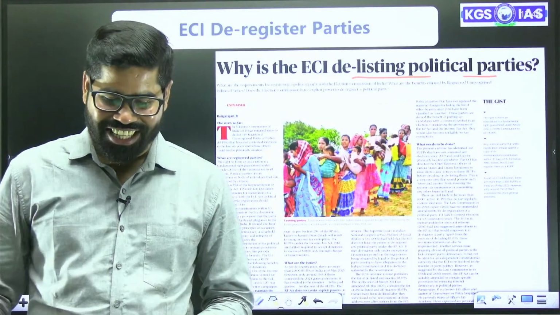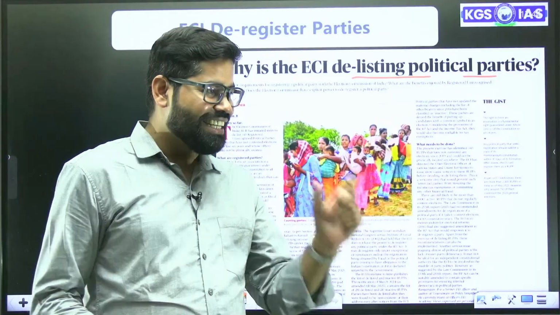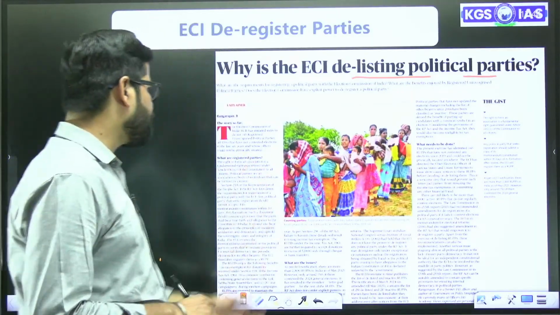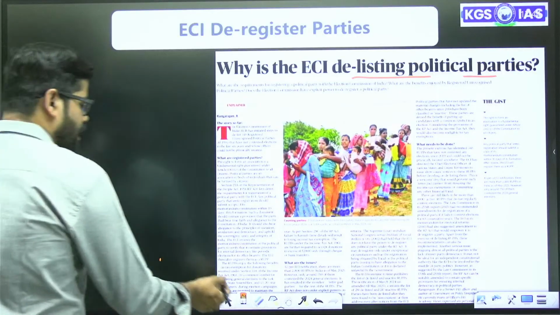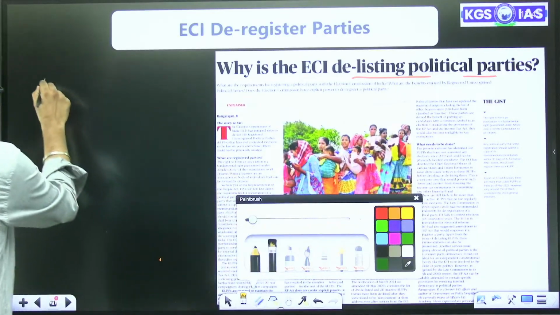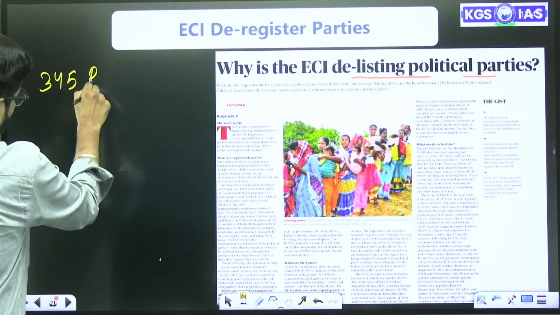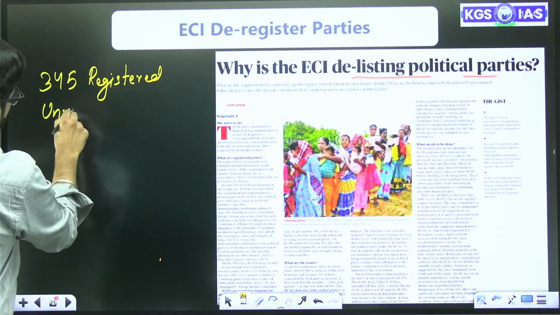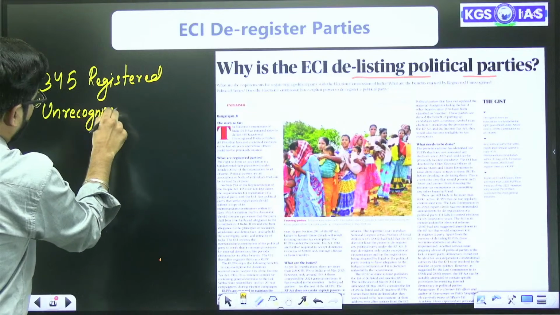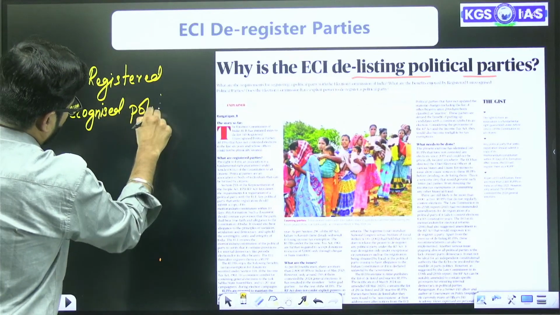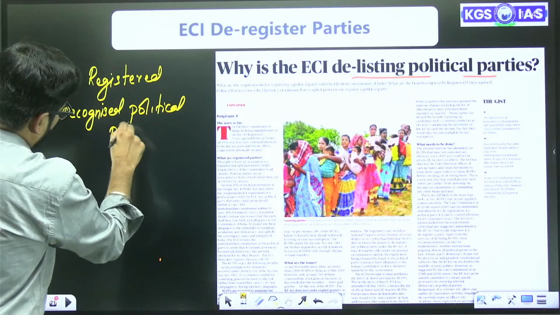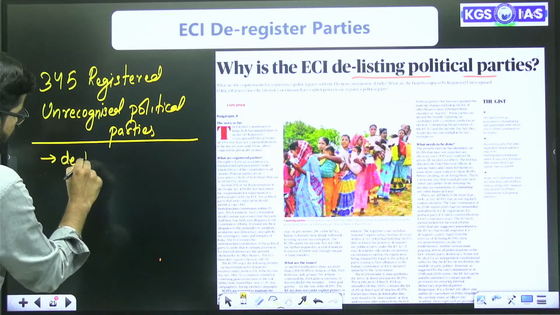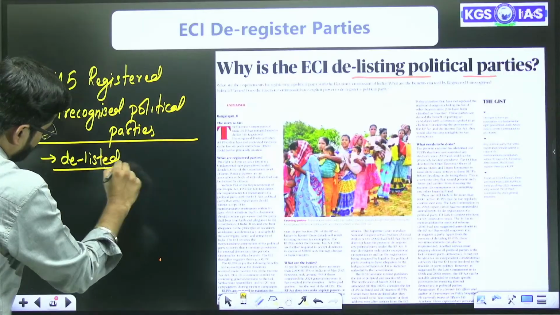Okay. Election Commission has recently decided to delist 345. They have decided to delist around 345 plus registered unrecognized political parties. Registered unrecognized means they are neither state party nor national party. They are getting delisted. The question is why?